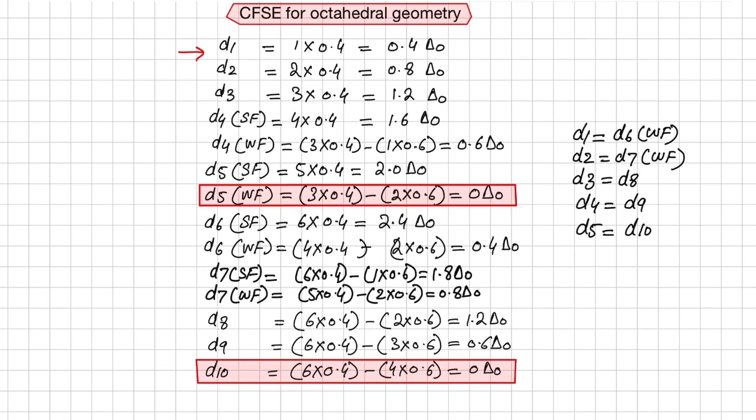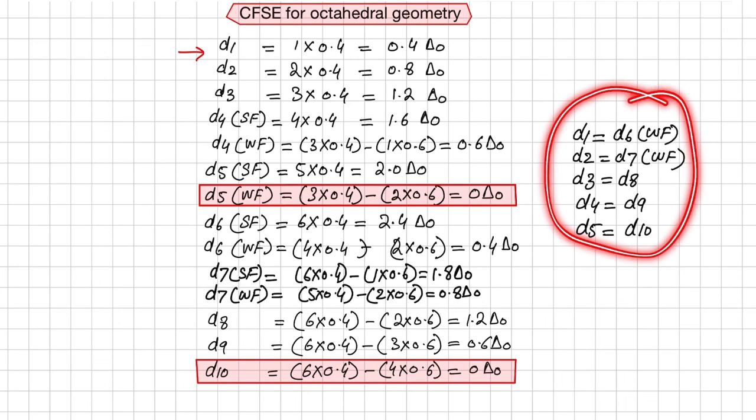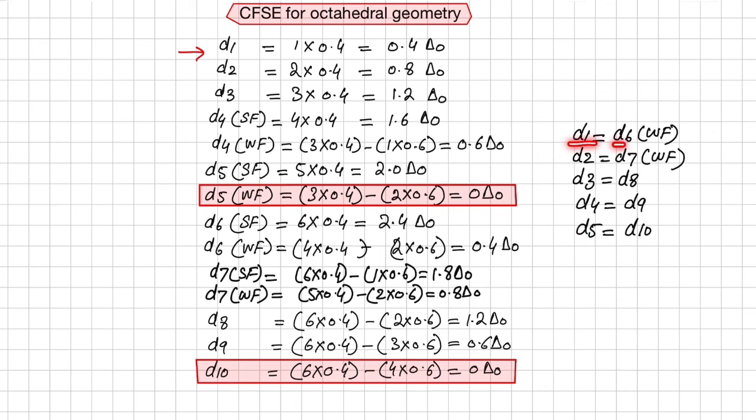Another trend we have seen is that the energy of the D1 system and D6 system for weak field ligands is the same. For the D1 system the value is 0.4 delta O, and for D6 weak field the value is 0.4 delta O. Similarly, the CFSE value for D2 and D7 weak field ligand case is the same, D3 and D8 is the same, D4 and D9 is the same, and D5 and D10 is the same. So this is the overall summary of the CFSE values for octahedral geometry for both strong field and weak field ligands.